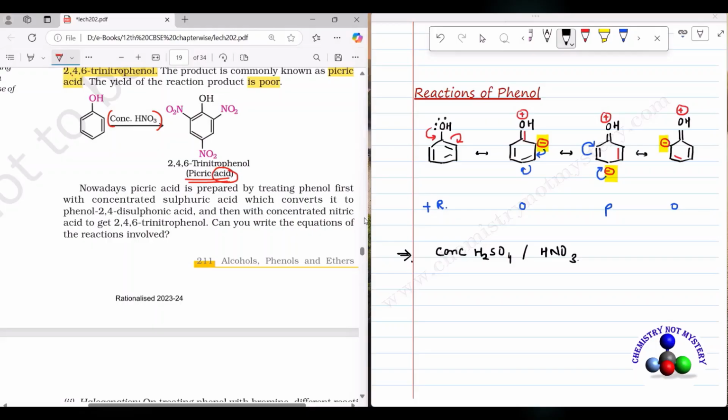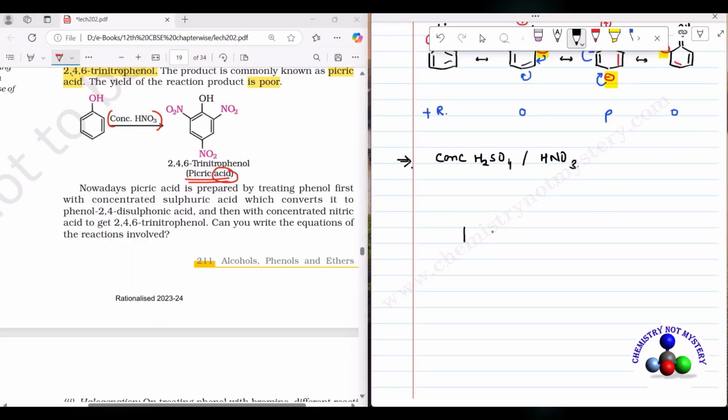Now let's try to understand it. We know acid is a molecule which donates H plus ion. Here in case of trinitrophenol, this is oxygen and it is bonded to hydrogen. Here at 2, 4 and 6 position, nitro group is there. So this is 2,4,6-trinitrophenol. And we know nitro group is electron withdrawing group.